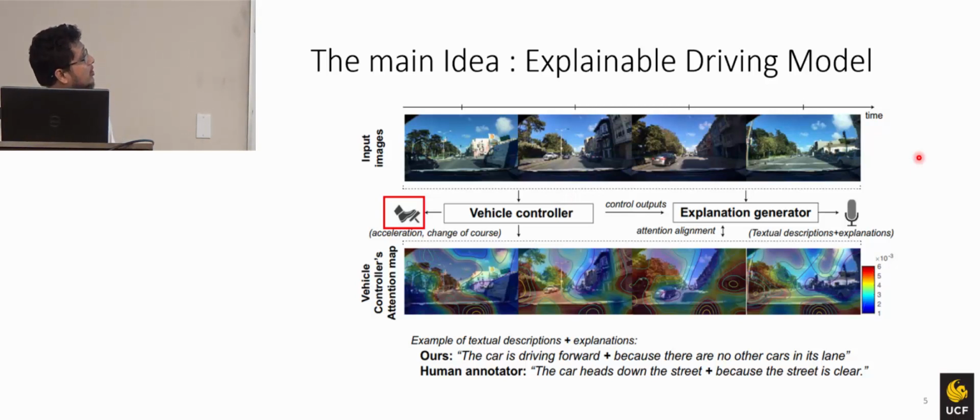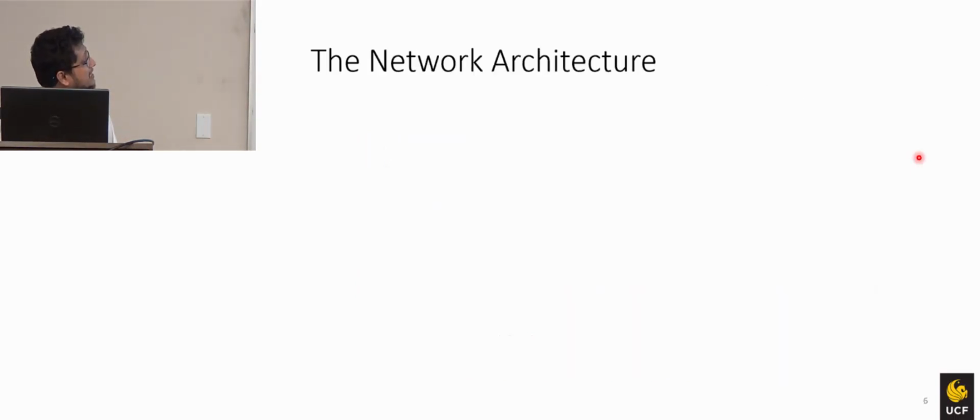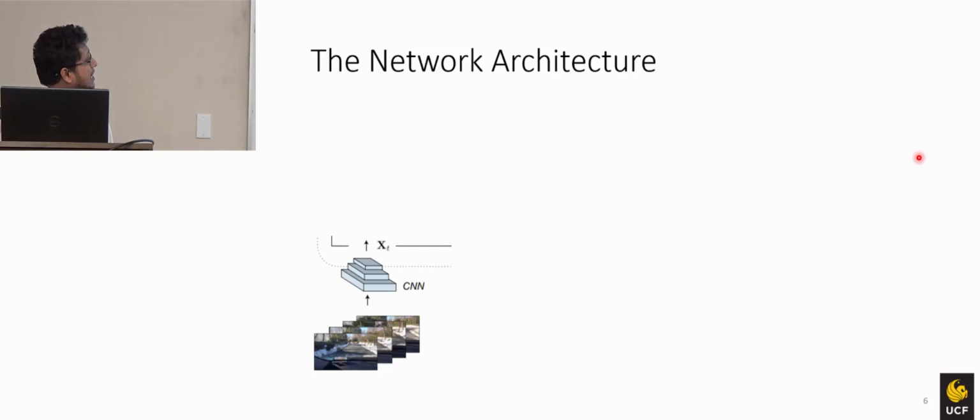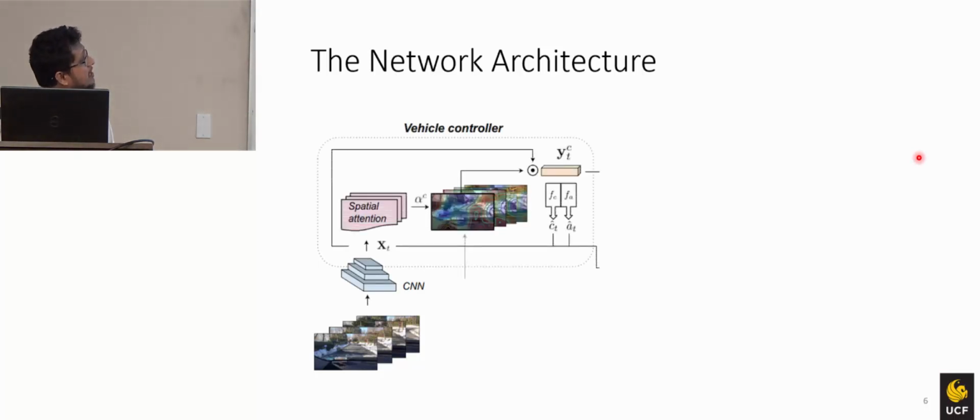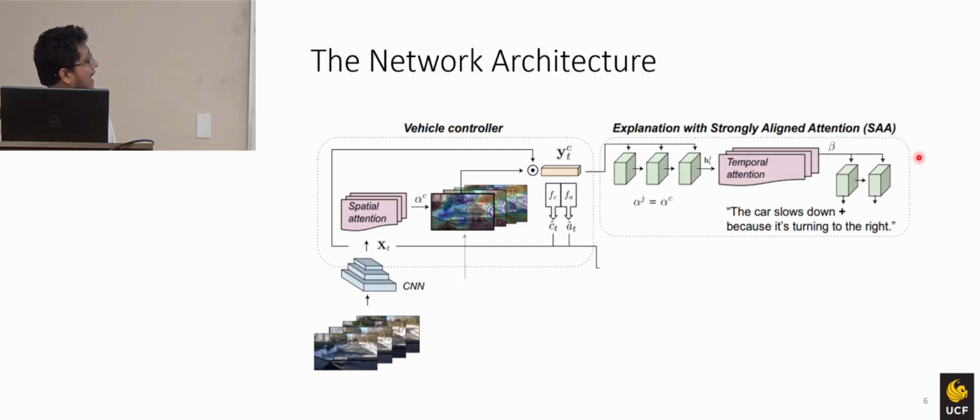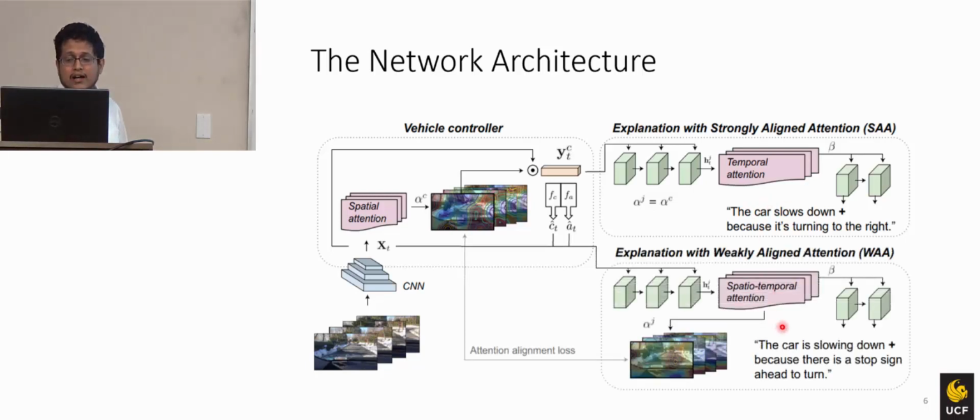So how the authors do that in this paper is based on this network architecture. The architecture starts with some input images. It goes through a CNN layer to extract features. The features are used to generate a controller output and some other attention layers. And then it can go either to a strongly aligned attention layer, an attention mechanism, to get the textual output here, or it can go to another approach which is called weakly aligned attention, and it also outputs these textual explanations. So I will explain each of these one by one.